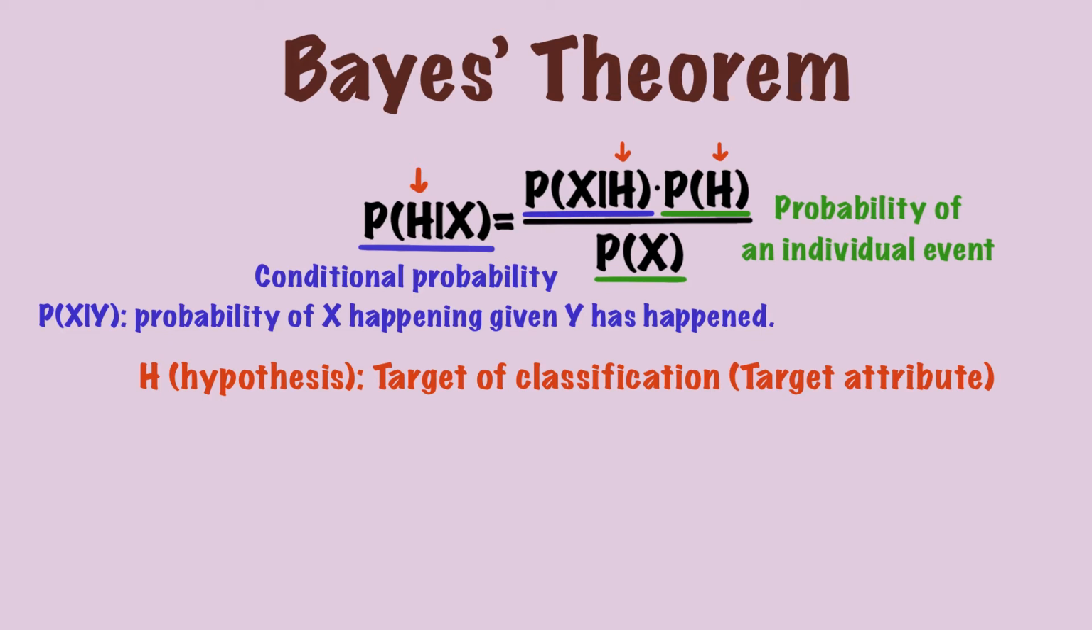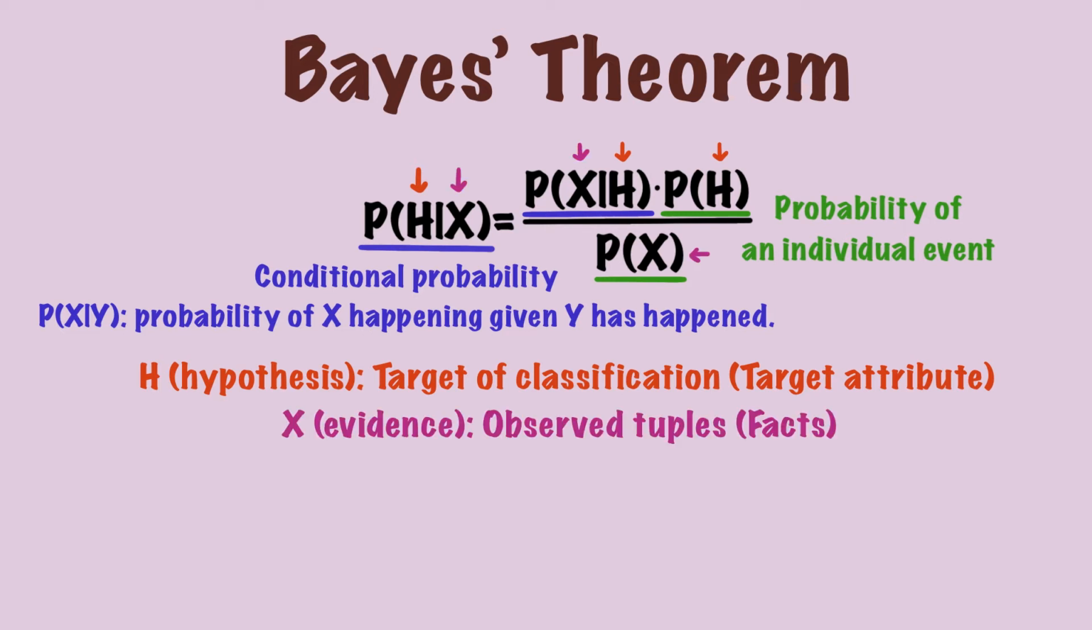H stands for hypothesis, which is the target of classification, or to be more specific, it's the target attribute in the database. Then, X stands for evidence. Evidence is the observed tuples, or the facts, or the characteristics of a subject.